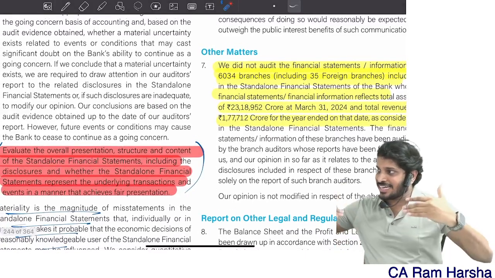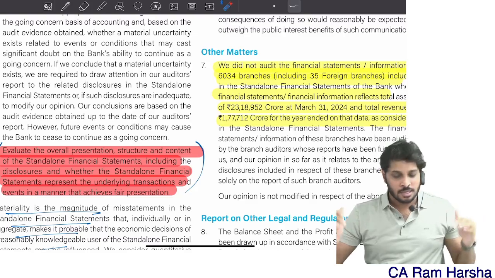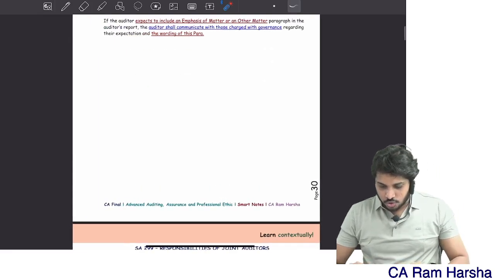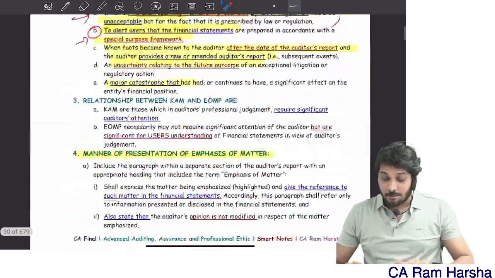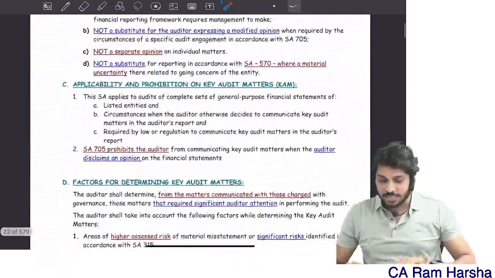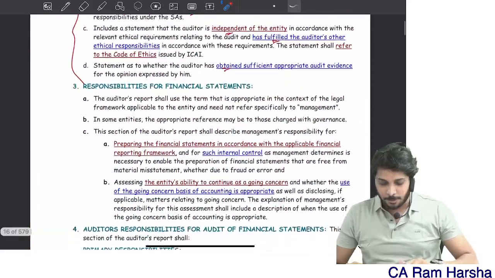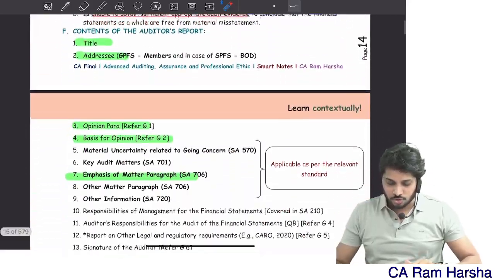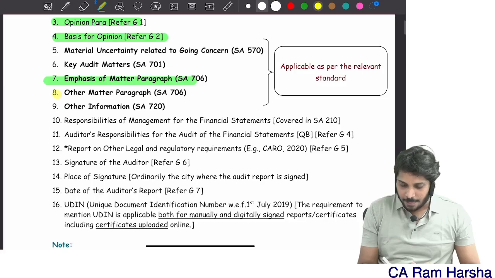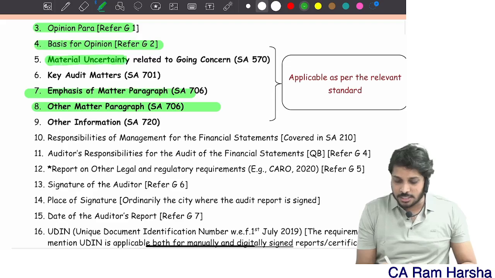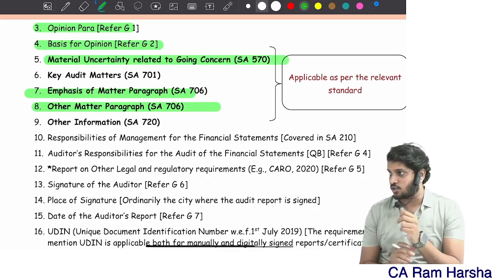You're able to connect, all of you. Next. So next we will discuss material uncertainty related to going concern. What is it? Material uncertainty related to going concern. So other matter paragraph is also over. Now we are going to discuss material uncertainty related to going concern.